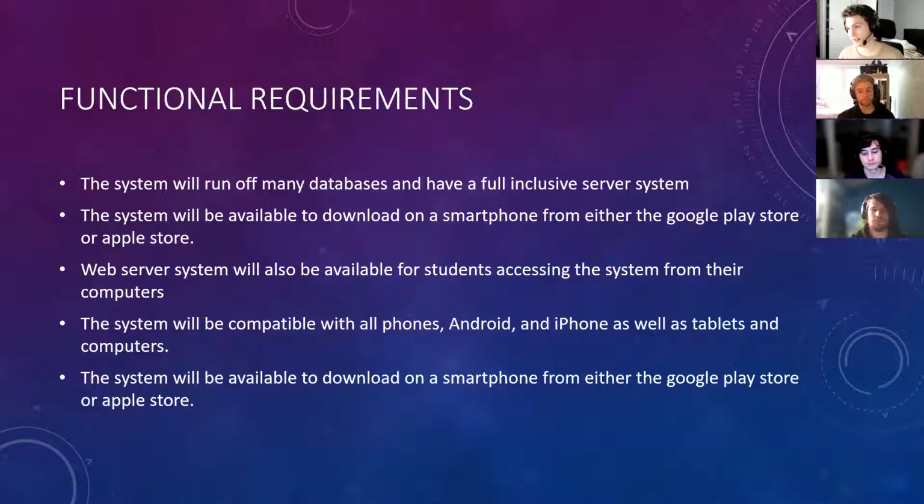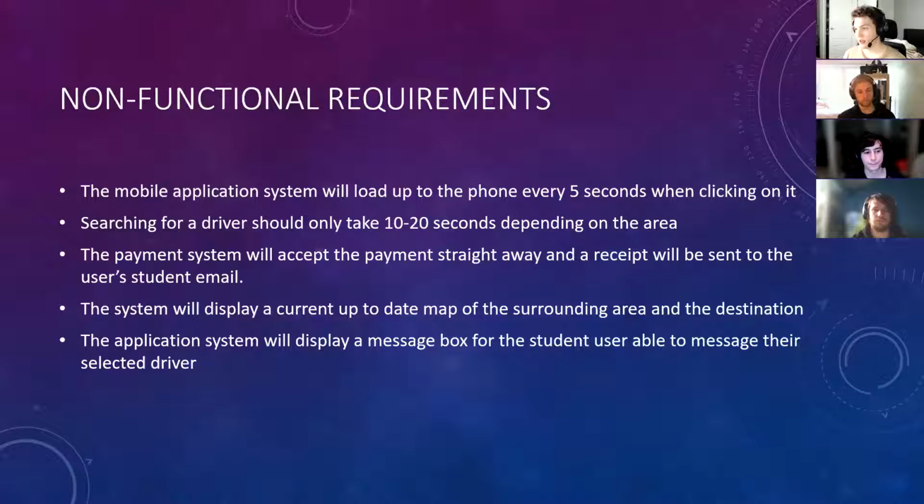The functional requirements of this system: the system will run off many databases that have a full inclusive server system. The system will also be available to download on a smartphone, either from the Google Play Store or the Apple Store. A web system will also be available for students accessing the system from their computers. The system will be compatible with all phones, Android and iPhone, as well as tablets and computers. The mobile application system will load up on the phone every 5 seconds when clicking on it.